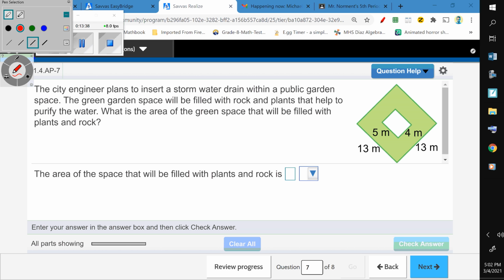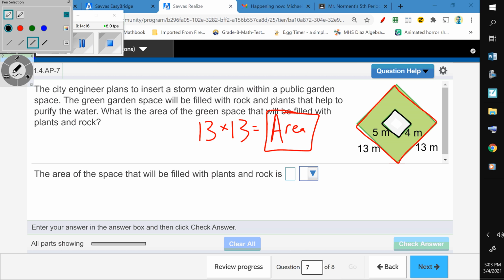Okay, so they want to know the area of the green, not the white in the middle, just the green. So this might seem confusing, but it's actually kind of simple to solve. Okay, so first you're going to find the area of this square. How do you find the area of a square? Base times height, 13 times 13. So you're going to take 13 times 13, and that is going to give you the area of the first square. Okay? Next, you're going to find the area of the section in the middle that's not included in the total, which is 5 by 4.